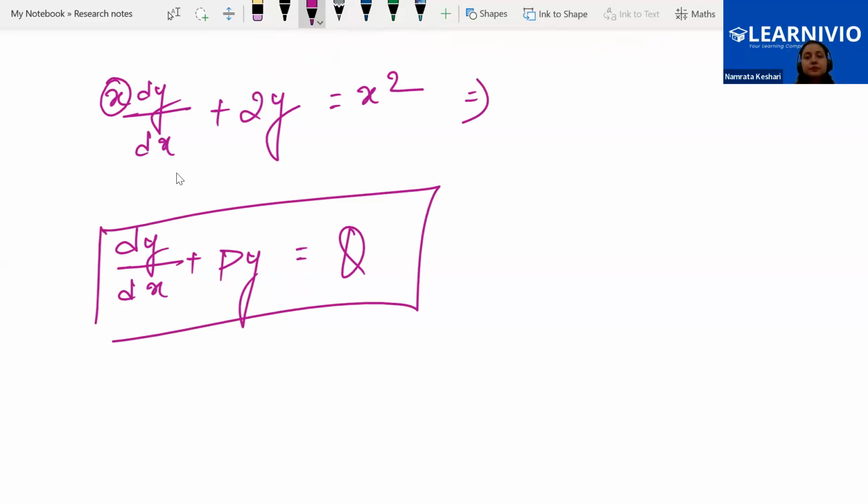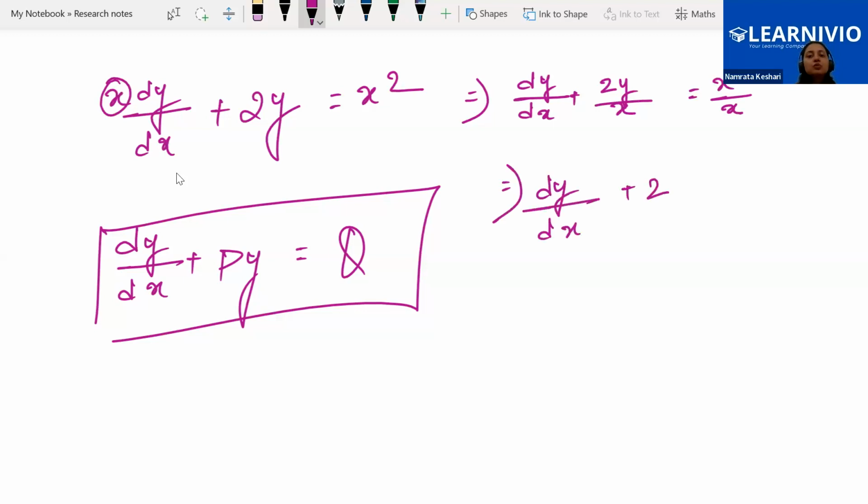Yes, ma'am. We will have dy/dx, and this will be plus 2y by x is equal to x square by x. So we will have dy/dx plus 2y by x remaining as it is, and here we'll have only x. Yes or no? Yes, ma'am. Please find the integrating factor now.